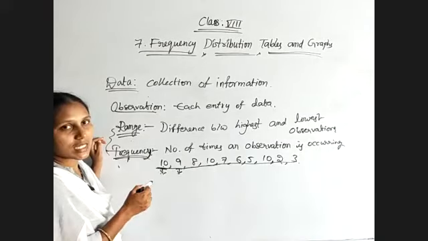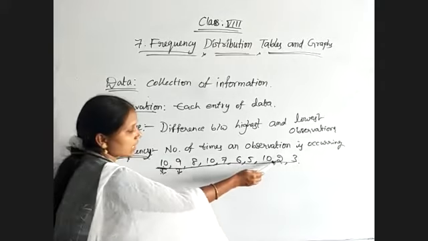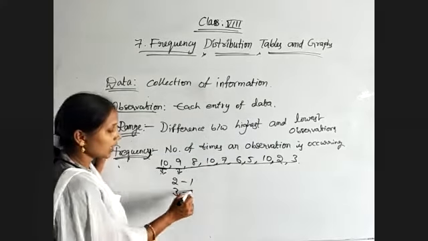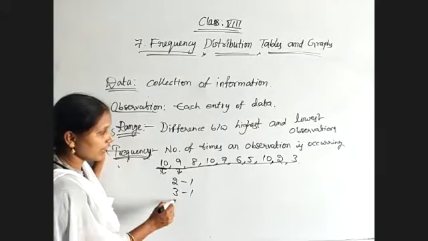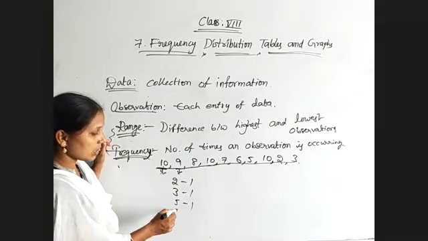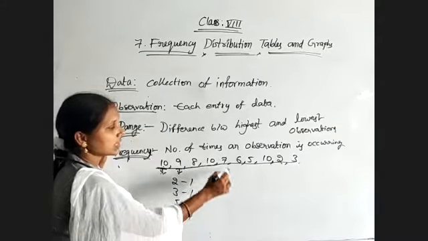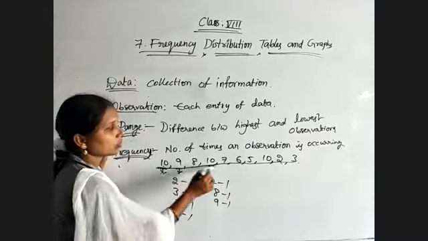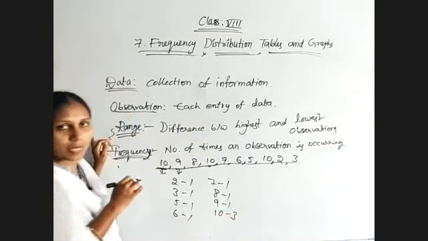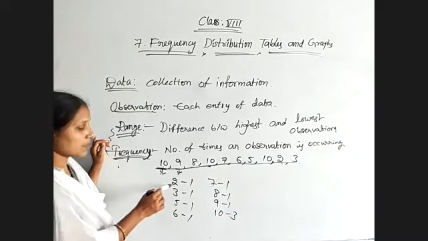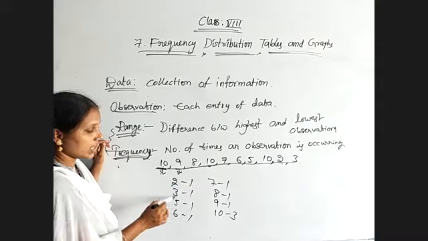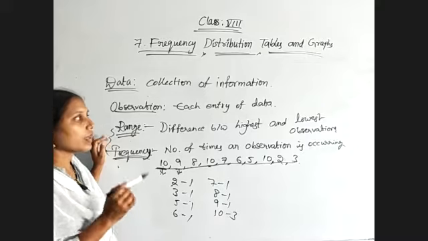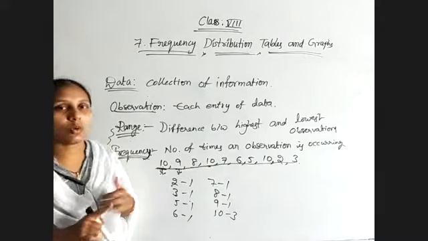We will start in ascending order. 2 is occurring only once, so the frequency of 2 is 1. After that, 3 also only 1, 4 only 1, 5 only once, 6 only once, 7 only once, 8 only once, 9 only once, and 10 occurs 1, 2, 3 times. This is the frequency of each observation. 2 is occurring one time, 3 is occurring one time, 10 is occurring 3 times. That is the frequency of the observation.